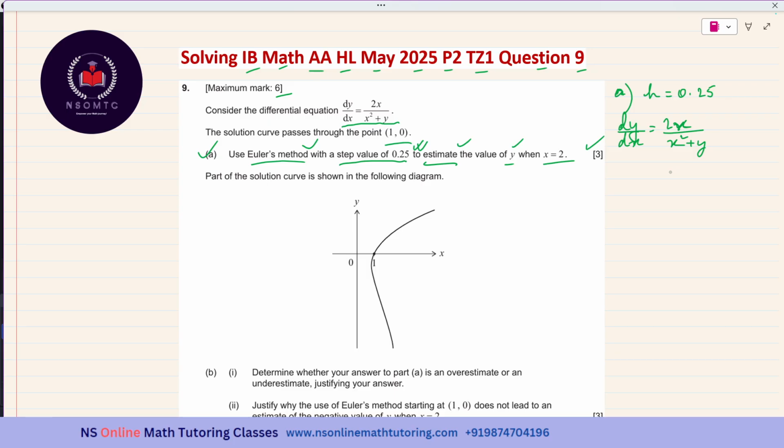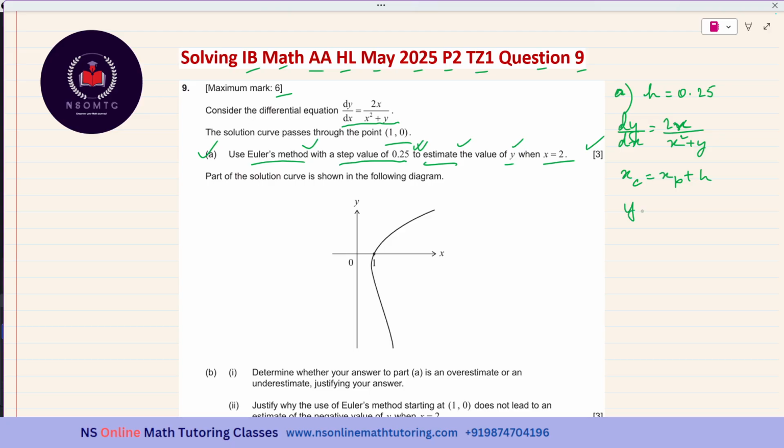We need the two formulas. Instead of writing n plus 1 and n, these are all iterative methods. So I write: the current value of x, xc, is equal to the previous value of x, xp, plus h.